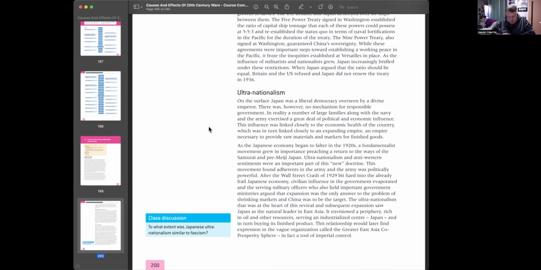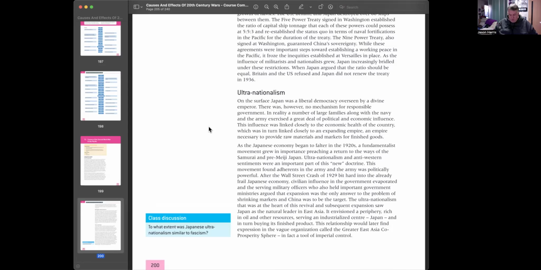The influence was linked closely to the economic health of the country, which was in turn linked closely to an empire necessary to provide raw materials and markets for finished goods. So we've gone over the three things you get from a colony all the time. You get raw materials, they needed those. You get a market to sell your goods, and sometimes you get a labor force. Other times you get what else? Oh, there's something else, and it's escaping my brain. Okay, that'll happen in these videos.